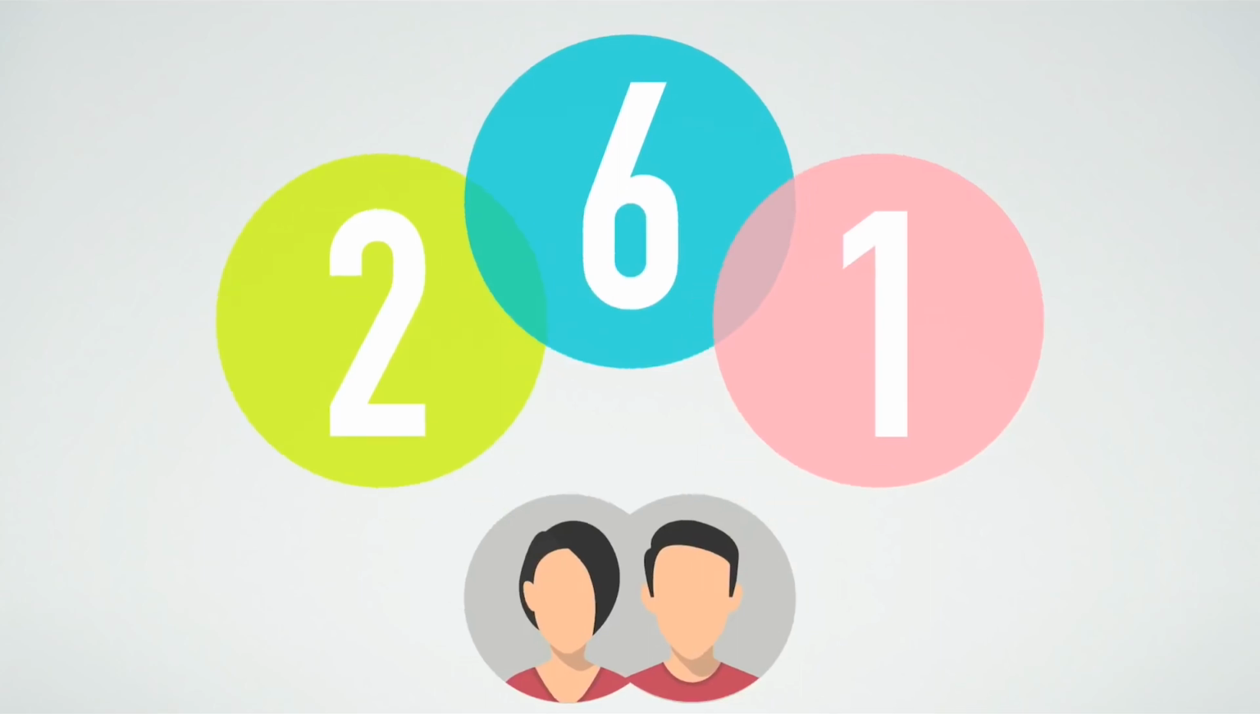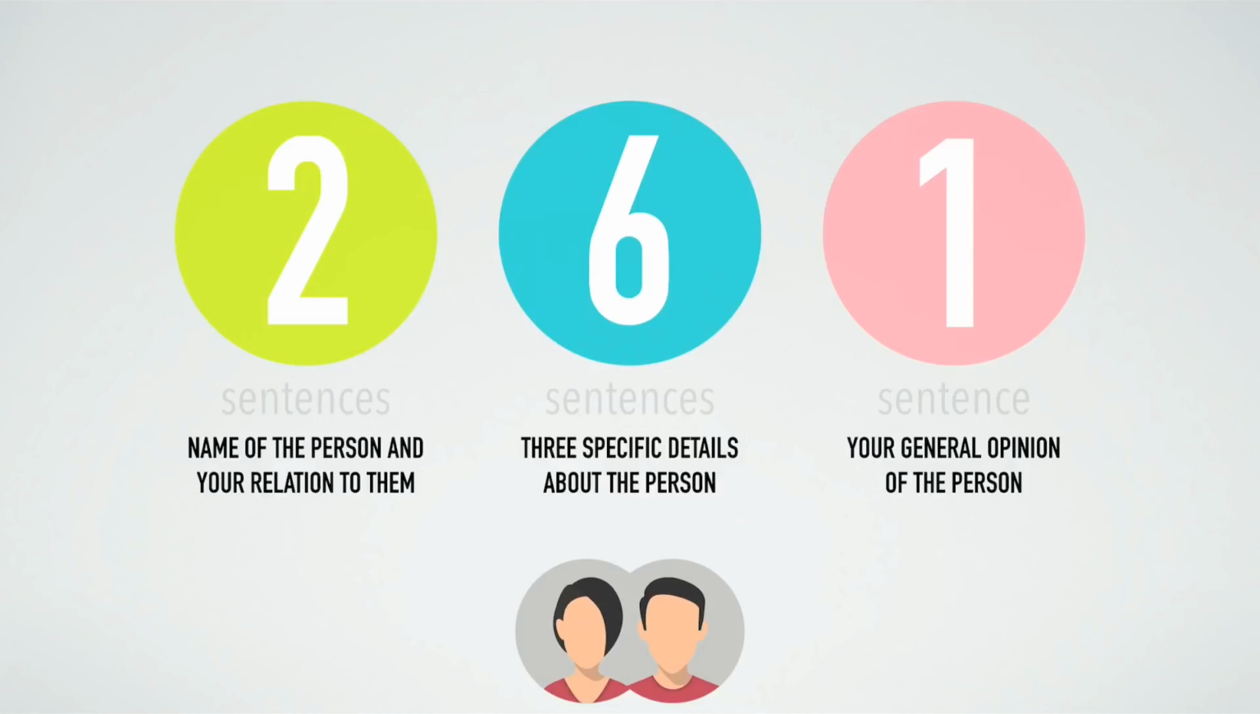The first part of the formula deals with the name of the person and your relationship to them. You describe this using 2 sentences. The second part of the formula, 6, deals with the 3 specific details about the person. You do this by using 6 different sentences.